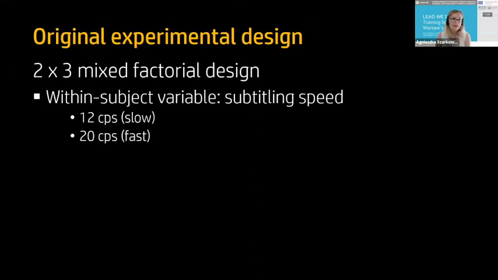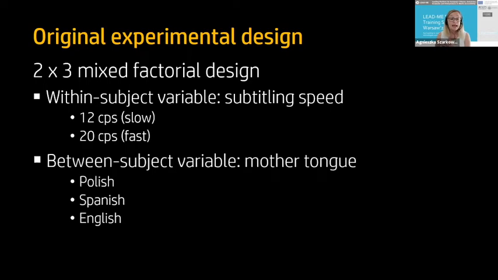So the within-subject variable was subtitling speed in this particular experiment. So we had slow subtitles displayed at 12 characters per second and fast subtitles displayed at 20. And they were consistently subtitled at those speeds. There was not much variability. And we also had a between-subject variable. We tested people whose mother tongues were different. So we had Polish, Spanish, and English native speakers for this.